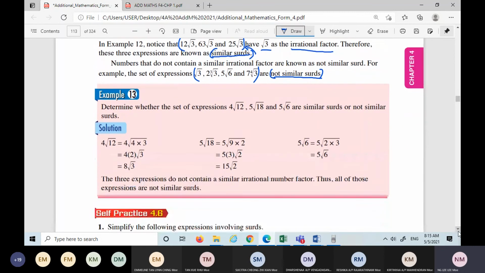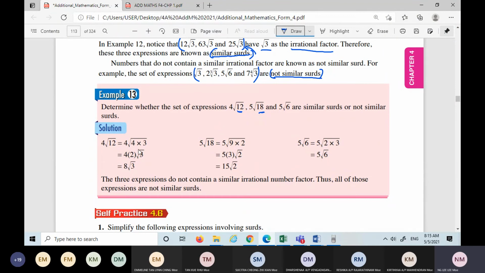Look at this example. Determine whether the set of these three expressions are similar surd or not similar surd. By looking at this, it looks like not similar, but not yet, because this one I think can simplify, this one can simplify. So simplify first before you make the conclusion whether similar or not.